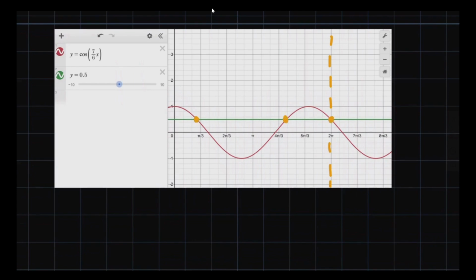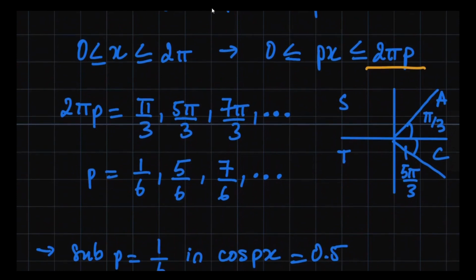So circling back to this part here, the first solution to p generated one solution to cos px equal 0.5. The second solution to p generated two solutions. And the third solution to p generated 3 solutions. So the fourth solution to p would generate 4 solutions for cos px equals 0.5, and the fifth solution would generate 5 solutions, and so on and so forth.